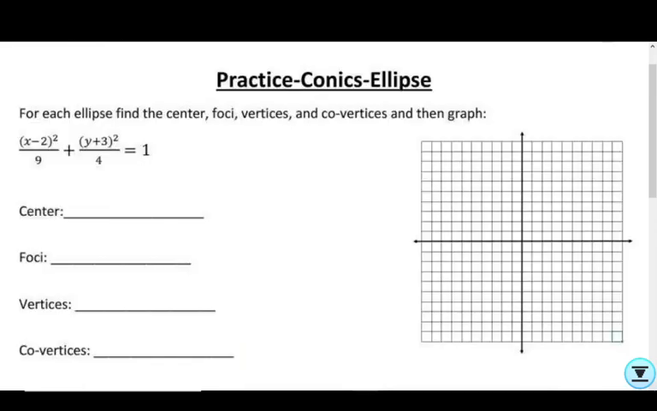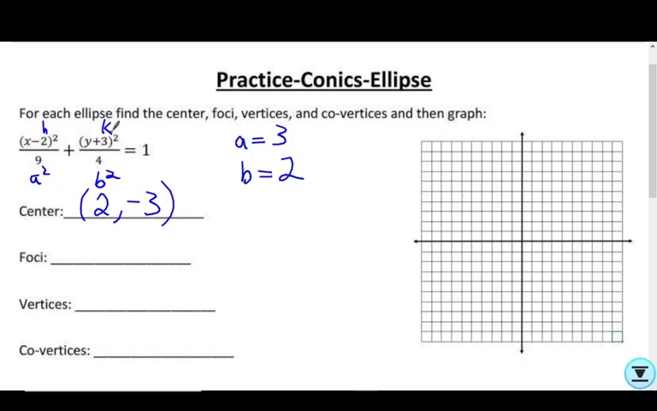So we come over here and we look at our equation. It says (x - 2) squared over 9 plus (y + 3) squared over 4 equals 1. So basically, that means A is 3 and B is 2, because this is my A squared and this is my B squared. Since the A is with the X, this is horizontal. Now, we start with our center. Our center is going to be at (2, -3), because this is H and this is K, like we've been doing.